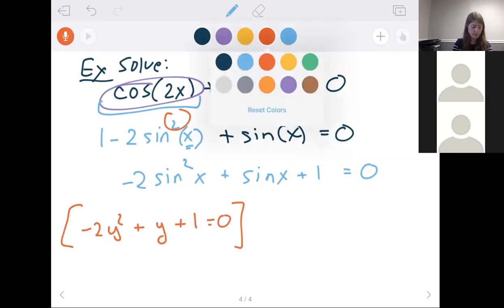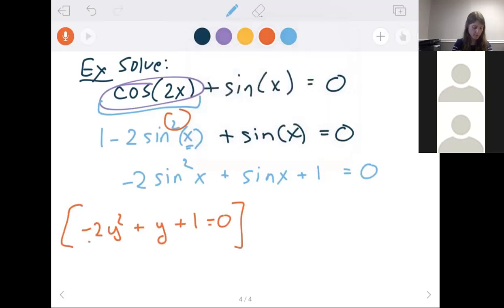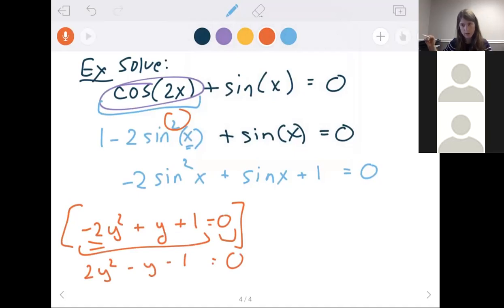In other words, I don't want to try to factor that negative. We could, and I would love to avoid quadratic formula if I could. So let's go ahead and I'm going to multiply both sides by -1. I'm just going to keep that 0. And then 2y squared minus y minus 1. Or you could think about it like adding the 2y, subtracting the y, subtracting the 1.